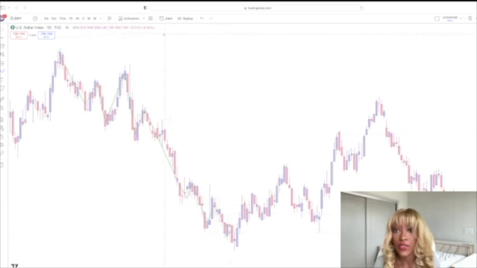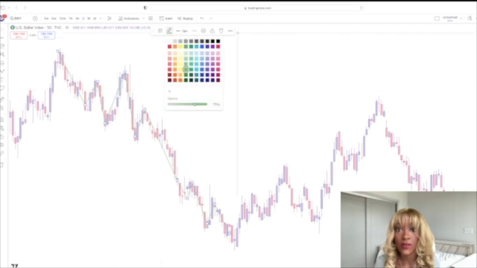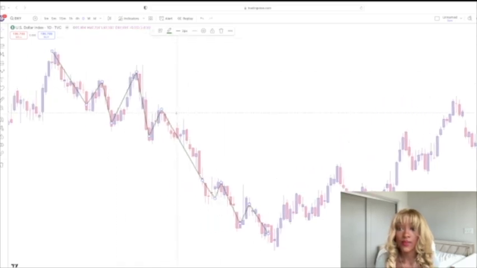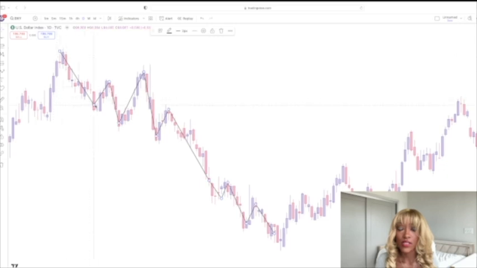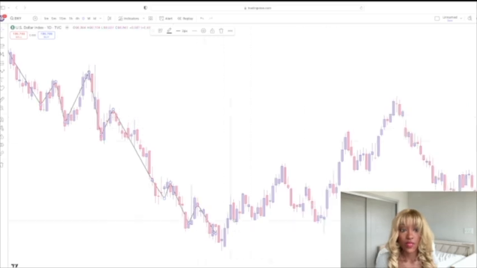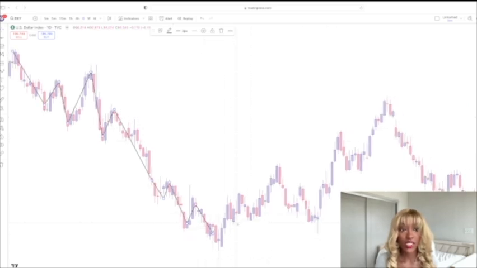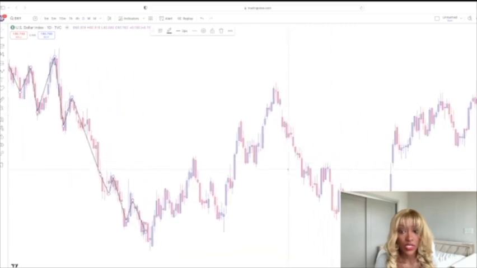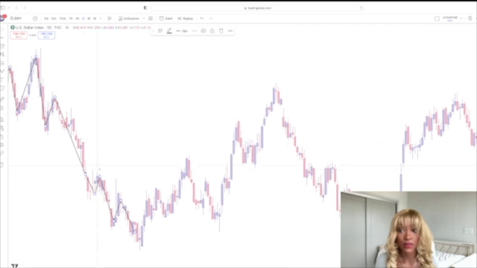Let me make it a little darker so you guys can see. Yeah. So as you can see, the market at this time was downtrending, giving us lower lows and lower highs. So next, as you can see, the market is starting to correct into an uptrending market. Very short-term uptrend, but it is important for you to see when the market is starting to change direction.